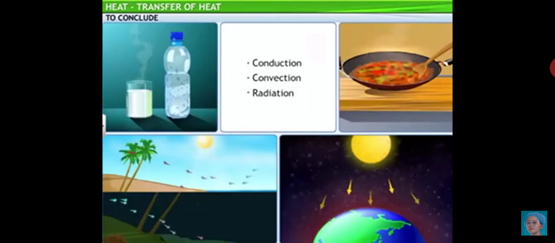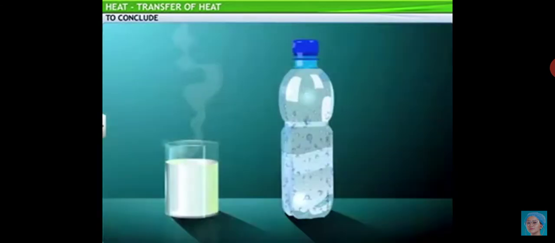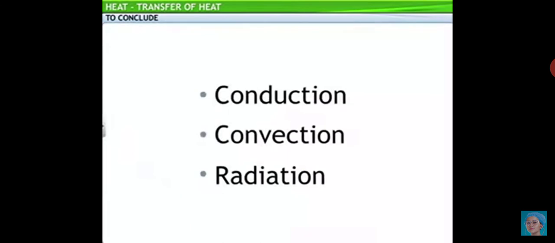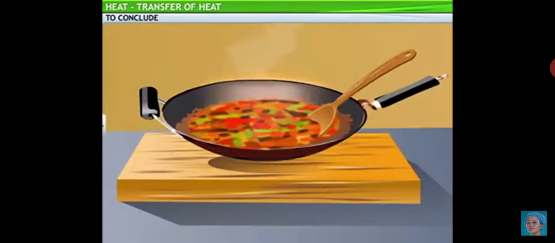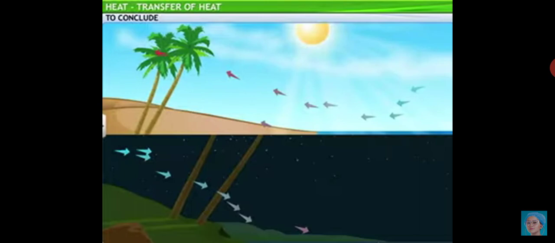This brings us to the end of this lesson on transfer of heat. In this lesson, you learn to demonstrate through examples that heat flows from a hotter object to a colder object. List the 3 methods of transfer of heat. You also learned to explain how heat is transferred through conduction. Explain how heat is transferred through convection. And explain how heat is transferred through radiation.